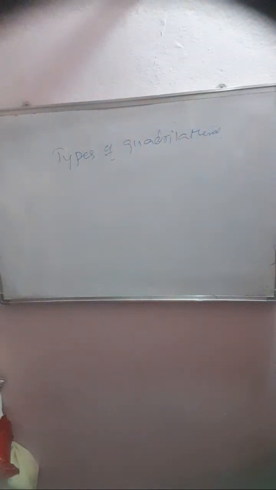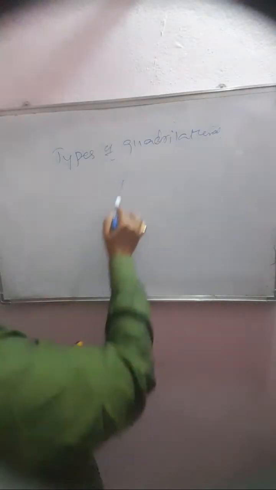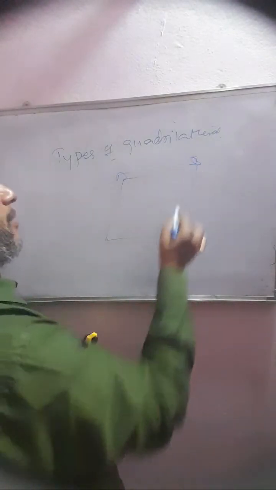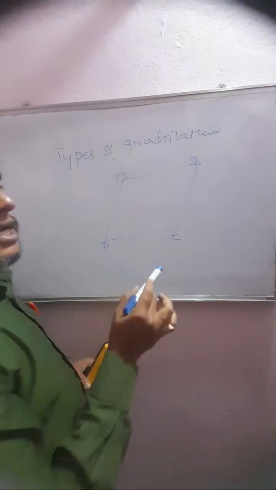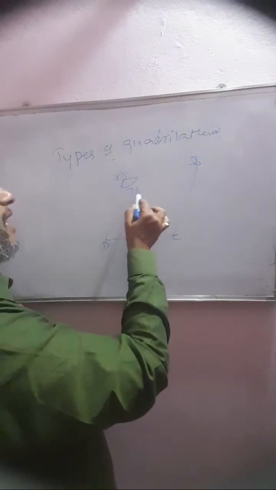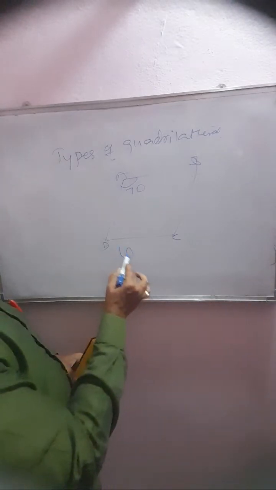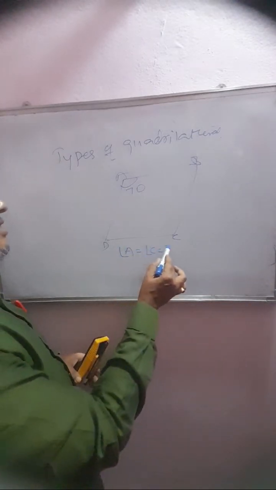In a parallelogram, they will give like this in exam. A, B, C, D. They will mention in the question: A, B, C, D is a parallelogram. One angle is 70. Find the other angles. So you should write angle A is equal to angle C is equal to 70.